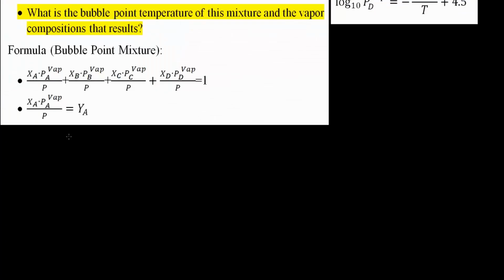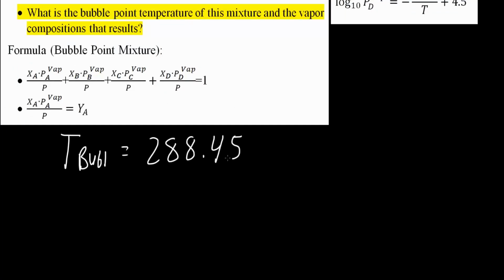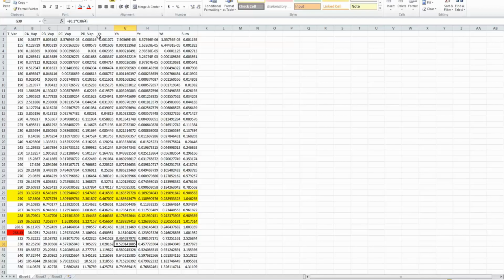So let's write this down. T bubble will be 288.45. And now we can solve for the vapor composition that results. So right now we have the first part of the answer, bubble point temperature, which is this. Now we want to know vapor composition. So we want to know YA, YB, YC, and YD. And we already did that in Excel. So let's pull up Excel again. So our YA, YB, YC, and YD will be this. And that's all we need to do to solve a quaternary mixture in order to get the bubble point temperature and the vapor composition.